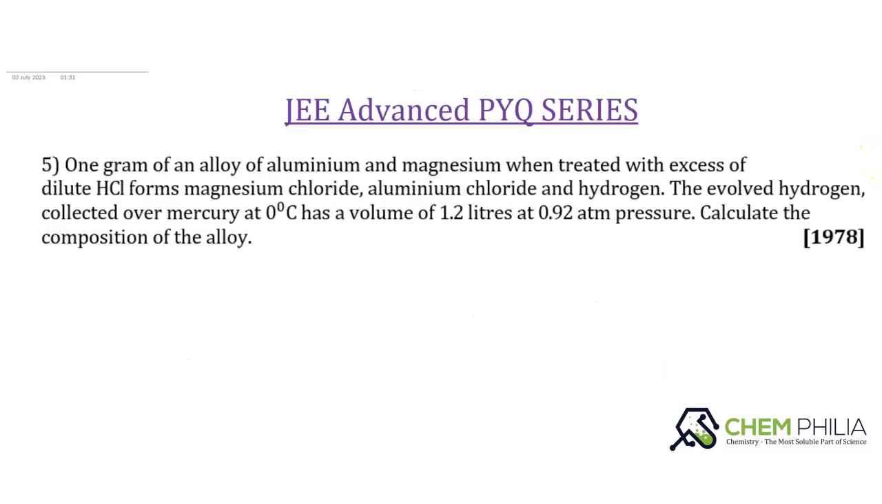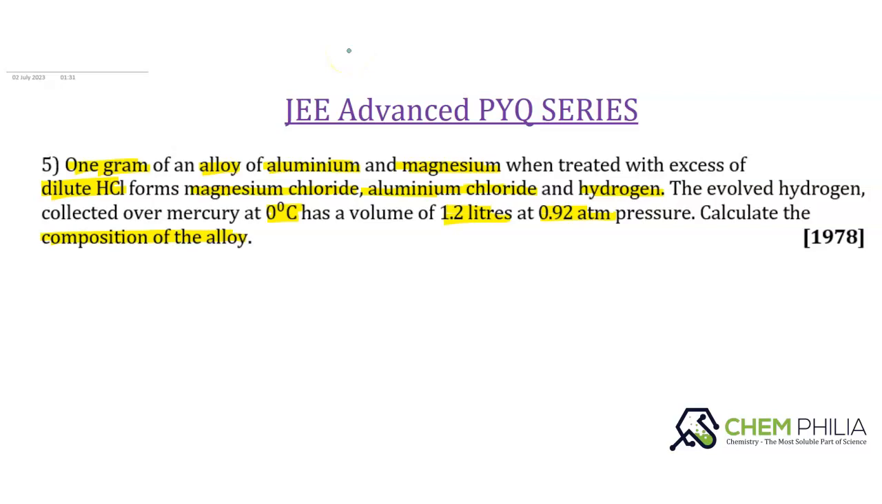The next question is 1 gram of an alloy of aluminium and magnesium when treated with excess of dilute HCl, forms magnesium chloride, aluminium chloride, and hydrogen, right? The evolved hydrogen collected over mercury at 0 degrees Celsius has a volume of 1.2 liters at 0.92 atm pressure. Now calculate the composition of the alloy. Clear? So how to solve this question? Let us see.